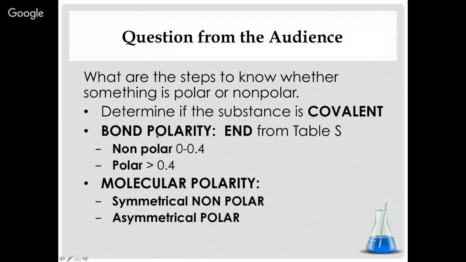If it's bond polarity, that's between atoms in the covalent compound. Remember, nonpolar is an electronegativity difference from Table S of 0 to 0.4, and a polar covalent bond would be any electronegativity difference greater than 0.4. If they're talking about molecular polarity, that's the symmetry. If it's a symmetrical distribution of charge, it's nonpolar. If it's asymmetrical, then it's going to be polar.